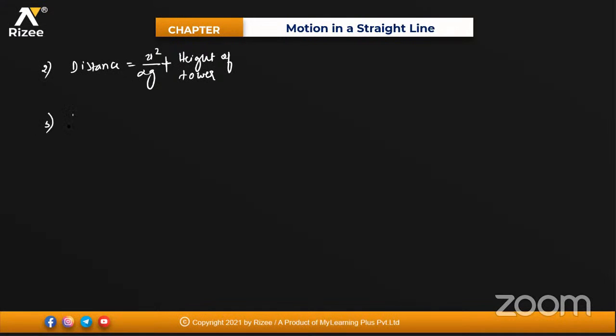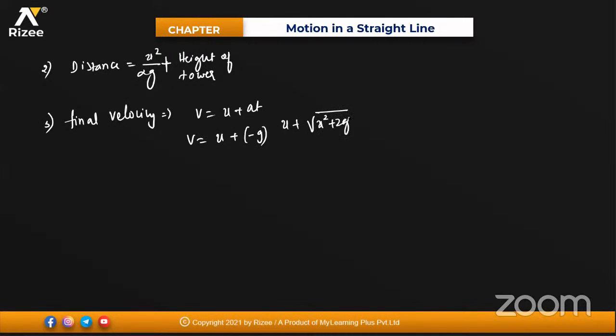Now tell me what is the final velocity with which it will be hitting? Final velocity v equals u plus at. So v equals u, plus acceleration, which is minus g, into time taken, which is u plus under root of u square plus 2gh, divided by g. Just now we calculated the time. Clear?